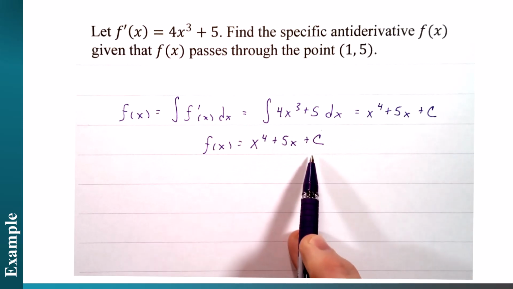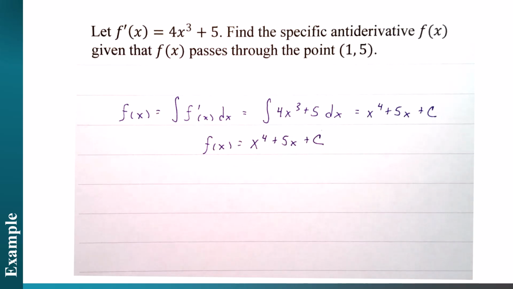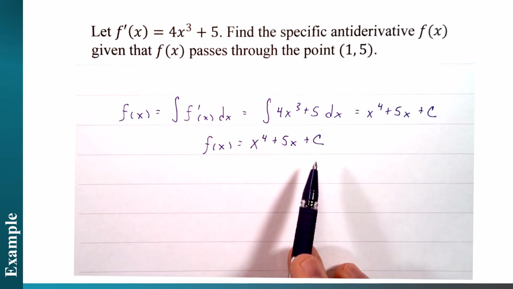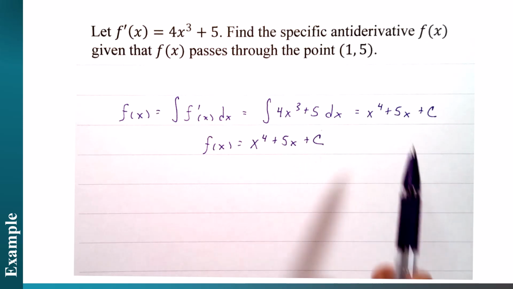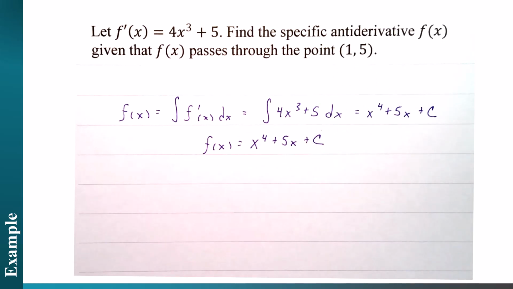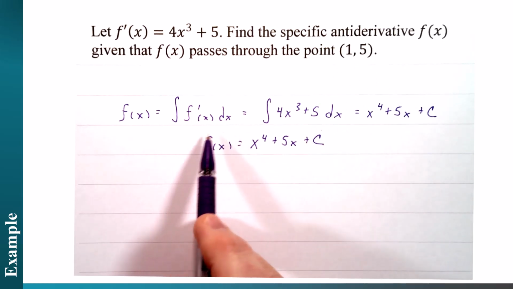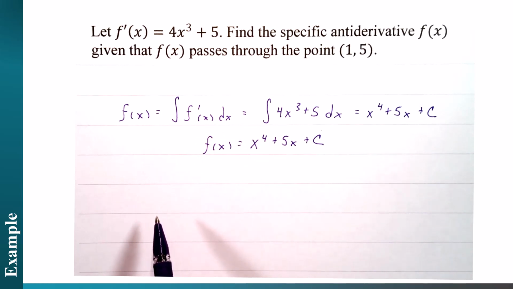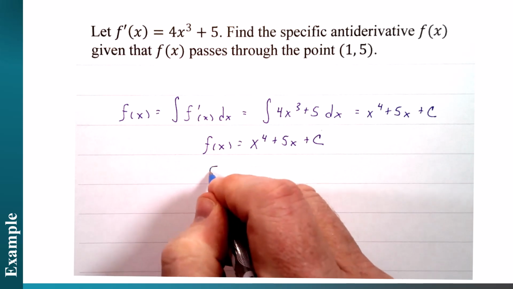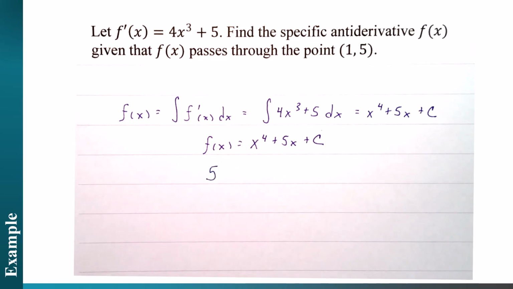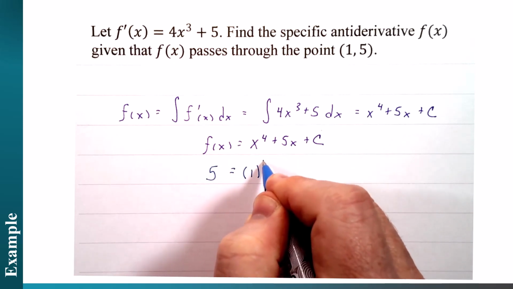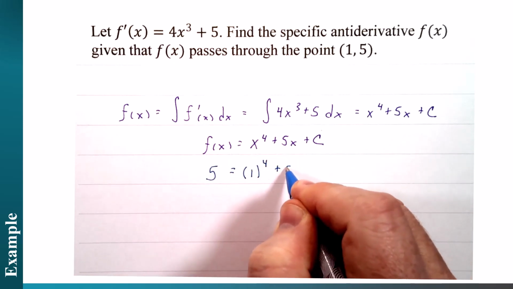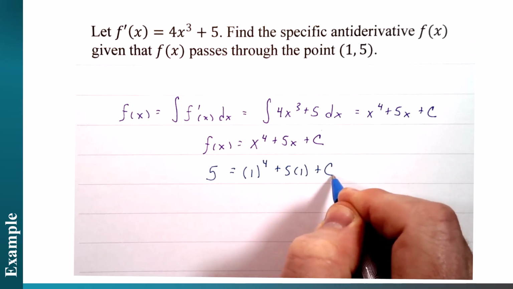Now, if we knew what c was, then we would have our specific antiderivative. But we're going to be able to find c because we have some extra information here. We know that f of x passes through the point 1, 5. And that implies that the function is equal to 5 when x is equal to 1. So let's go ahead and plug in 5 in place of f of x, and we'll plug in 1 in place of x, so that means we'll have here 1 to the 4th plus 5 times 1 plus c.